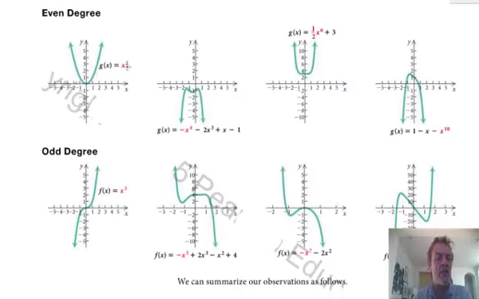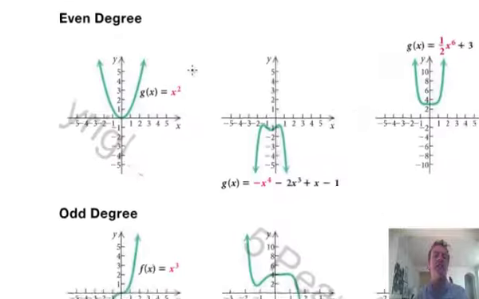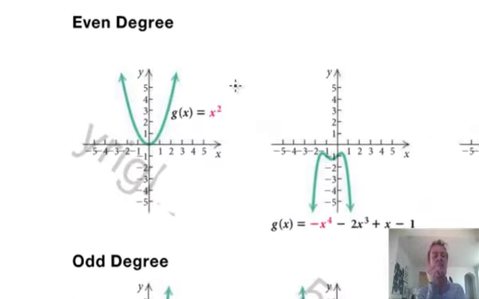Okay, even degree. Here's an x squared graph. Can you see as x is going to positive infinity, it's going up. To negative infinity, it's also going up. This is a positive x squared. They're both going up as the graph goes that way. A negative x to the fourth, so this is a negative even degree. These are both going down as the graph goes to the left and the right.